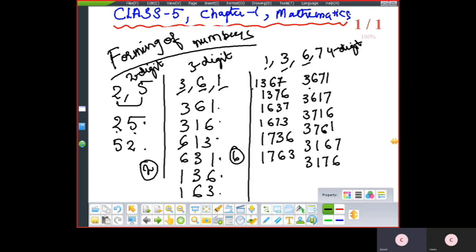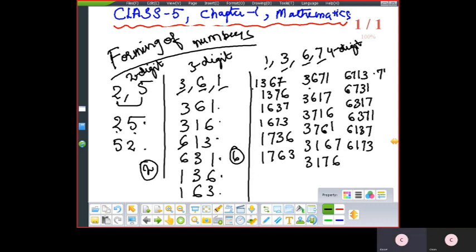Now I'll start with 6. So 6, 7, 1, 3. 6, 7, 3, 1. Then 6, 3, 1, 7. 6, 3, 7, 1. Then 6, 1, 3, 7. Then 6, 1, 7, 3. Over. So 6 also is finished. So now last one is 7.